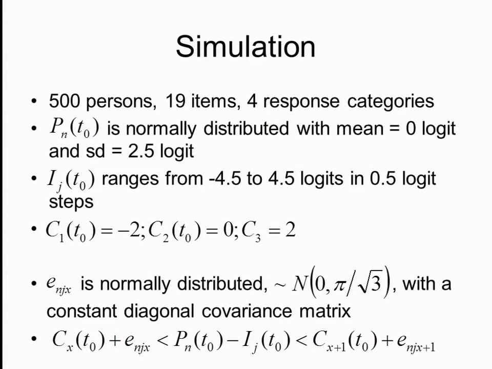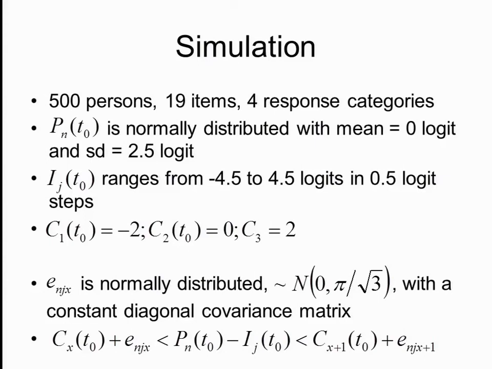First category is anything less than C1. Second category is between C1 and C2. Third category is between C2 and C3. Fourth category is anything greater than C3. And we assume that the errors are normally distributed around a mean of 0. Just a little technical thing, we make the standard deviation pi over the square root of 3 because we're using what's called a logistic distribution. That allows us to normalize the distribution for a logistic to be able to represent a normal distribution with a logistic.